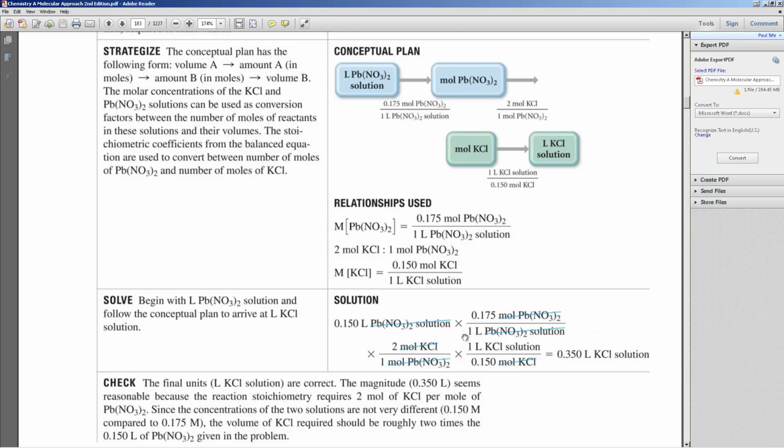So what I want to emphasize is that we're getting moles in the middle, and this step here, the coefficients, is the same regardless of how you get to moles in the middle. Lots of ways to get to moles in the middle. In this case, we're doing it starting with a volume and a concentration.